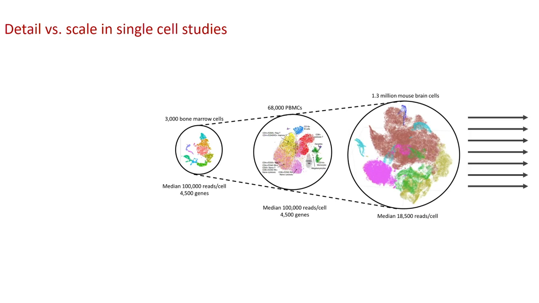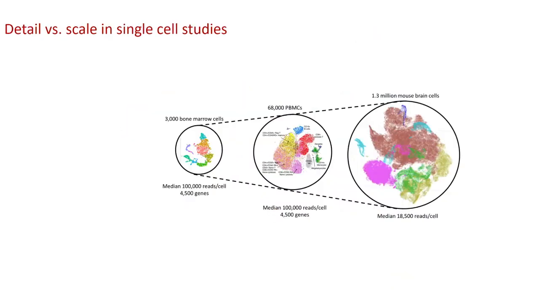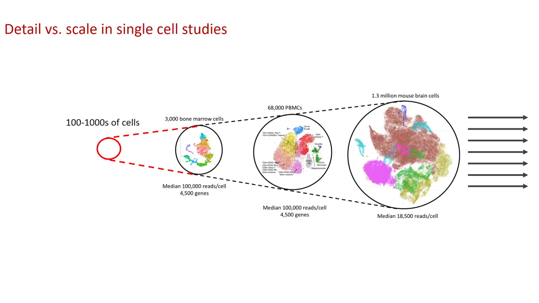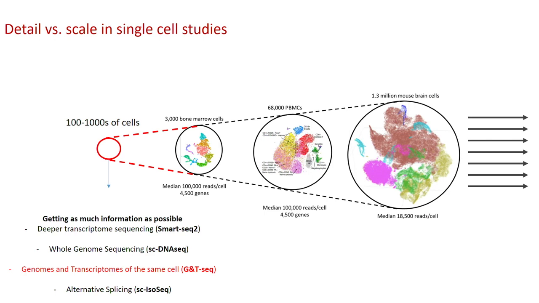And the trajectory is definitely going over to the right here. So people are very interested in doing whole organism sequencing and human cell atlases and things, which is very important work. But it's also important to think about the other end of the spectrum, where we want to take very rare cells or cells that we really want to study in depth, hundreds or thousands maybe of them, and understand as much as we absolutely can about them. So to really look in detail, maybe just deeper transcriptome sequencing, so maybe more than 18,000 reads per cell, maybe keep sequencing the transcriptome until we understand more about splicing.